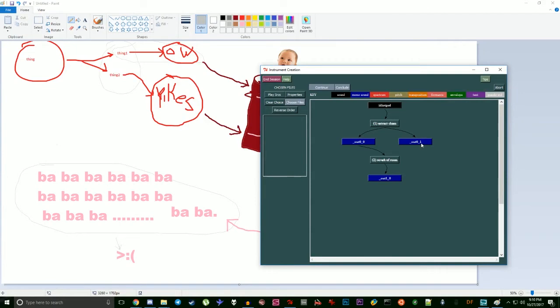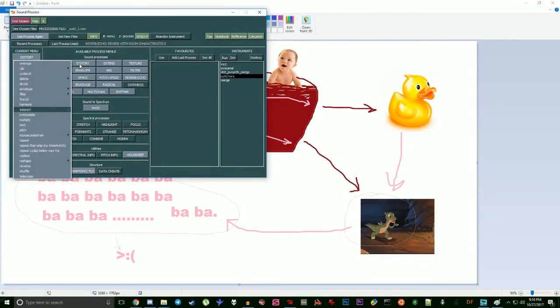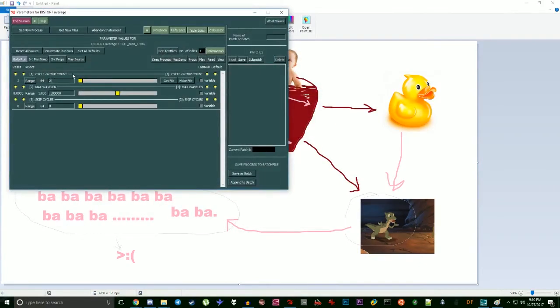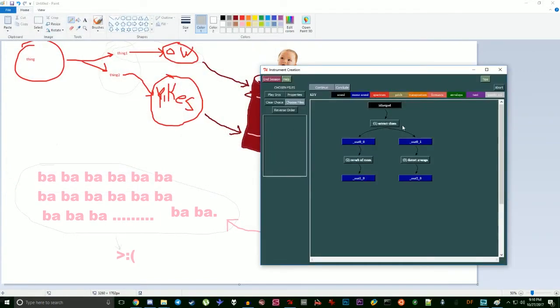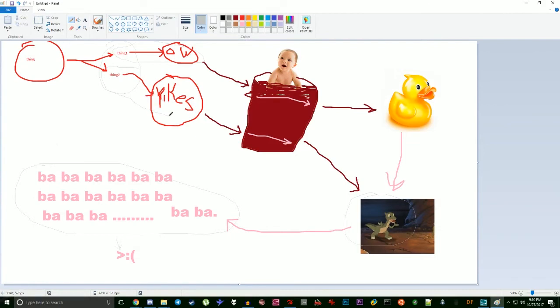Okay, so now I'm gonna make our yikes, and I think it's pretty obvious what yikes has to be. We're gonna go under distort, and we're just gonna average out these wave cycles. Okay, there we go. So now we have that. Okay, so we've actually made a decent bit of progress so far. We've gone from thing to thing one and thing two, and then to ow and yikes, and these are parallel now. Okay, the two shall not meet until this accident.